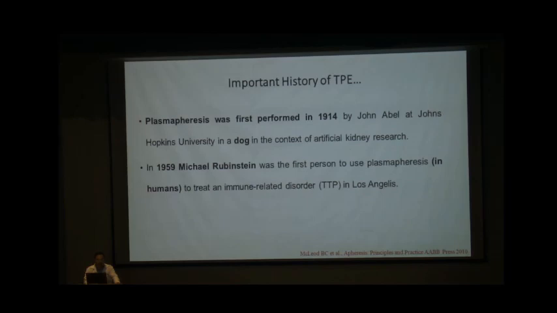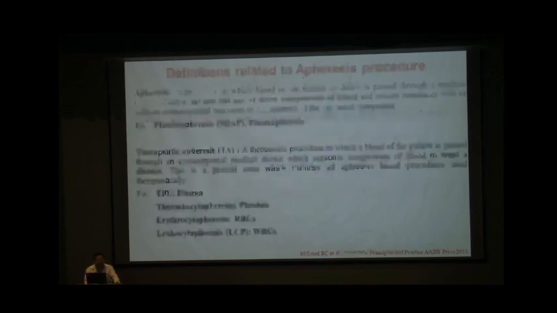So, history of TPE: the first plasma apheresis was done in 1914 by John Abel at Johns Hopkins University in dogs, while the first in humans was done in 1959 by Michel Robinson in TTP patients.